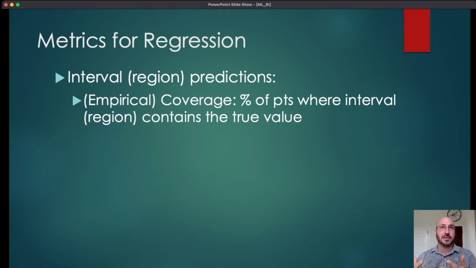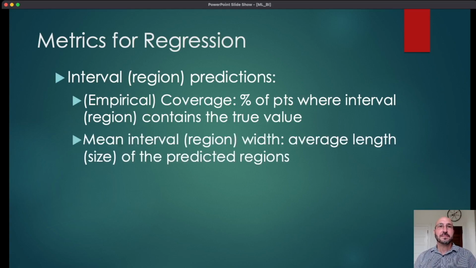So you want to look at your set of test points and look at what percentage of the time did the interval or region contain the true value. Now that's one part of the prediction, but that's not the whole story, right? Because I could make intervals that are really, really wide and get 100% coverage. And that wouldn't really be that useful though, because my intervals are so wide. So the second part of that is the mean interval width, or the average length of the predicted regions.